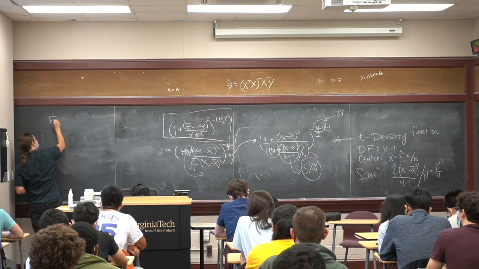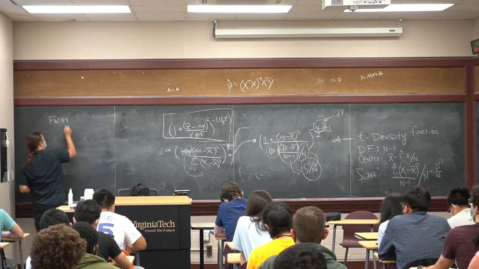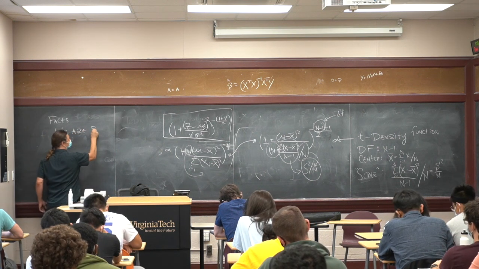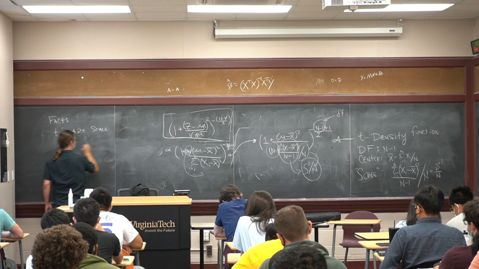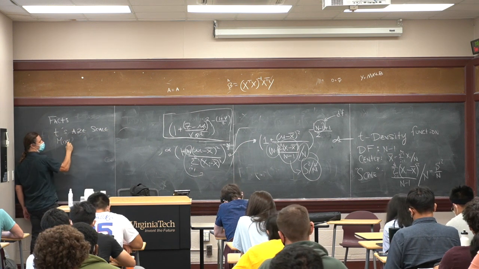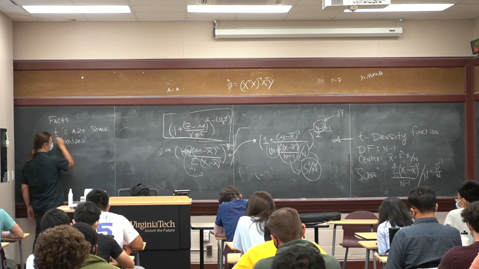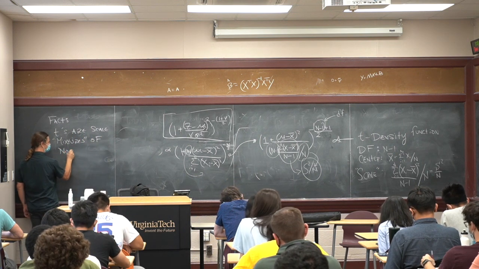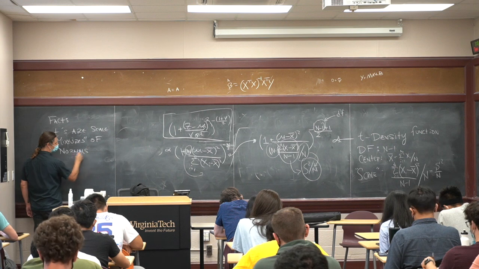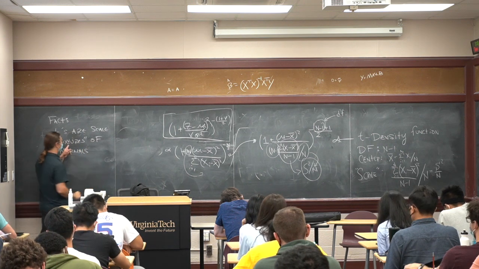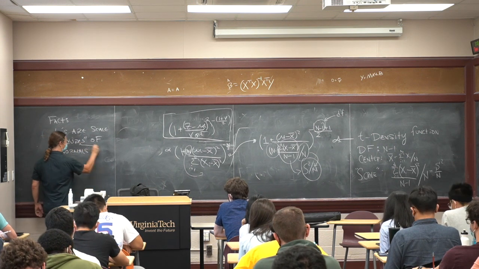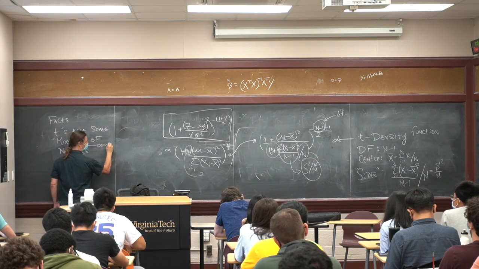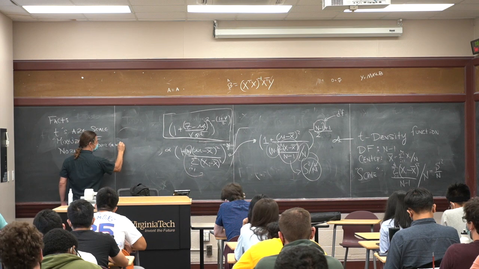T's are scale mixtures. That's a new word for us. Of normals, where the mixture is a mixing over gammas. Let me just rewrite that.